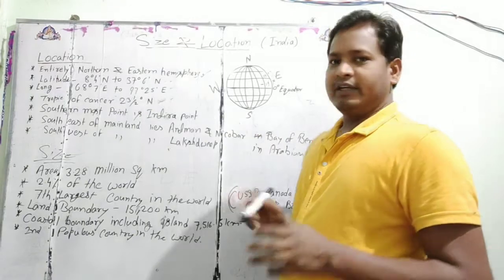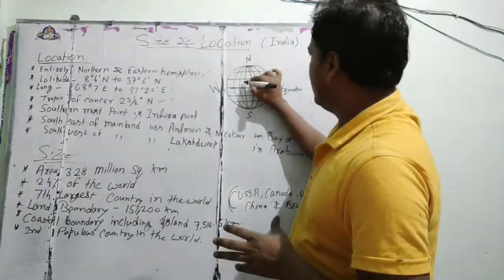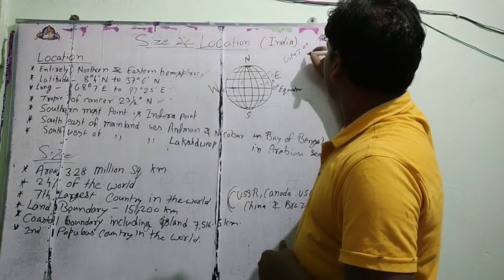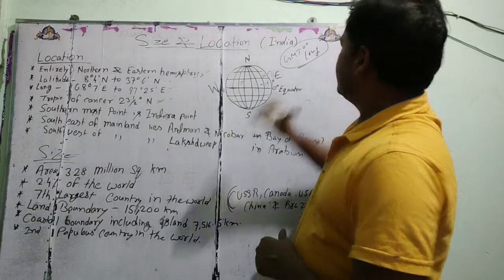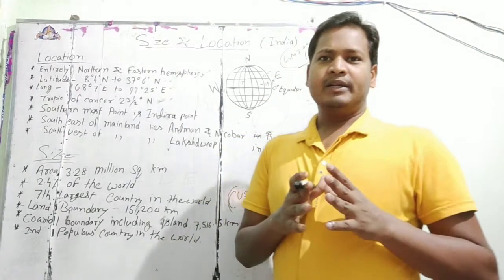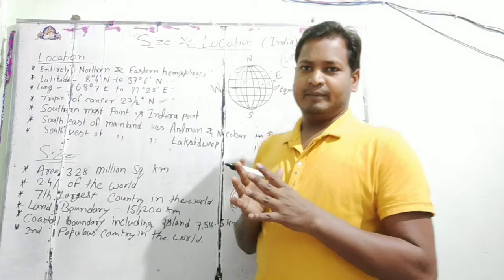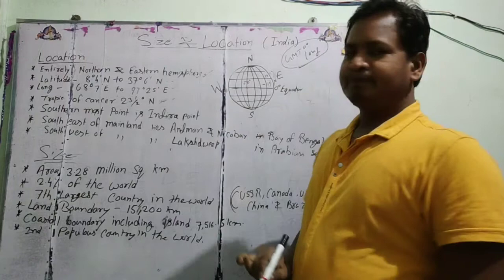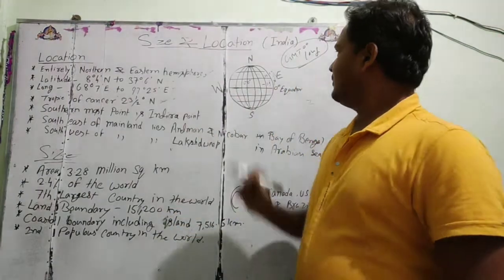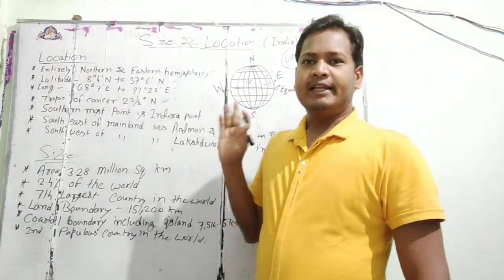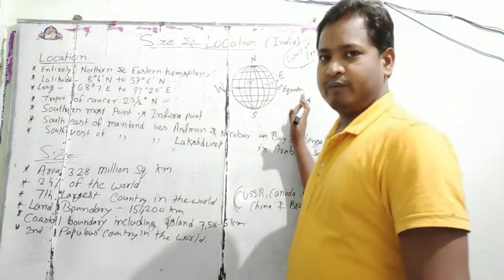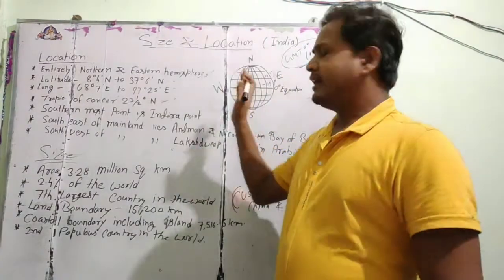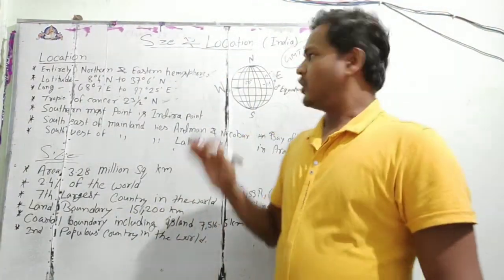0 degree longitude is known as GMT, that means Greenwich Mean Time. From this GMT, suppose this is the 0 degree GMT, 180 lines have been drawn east of the GMT, and again 180 lines have been drawn west of the GMT.